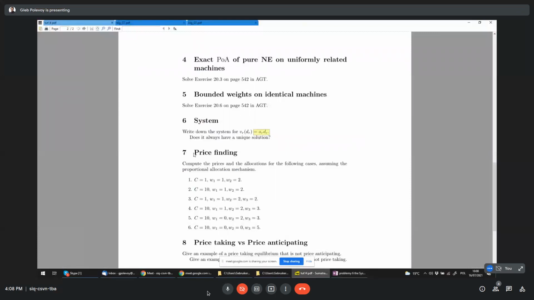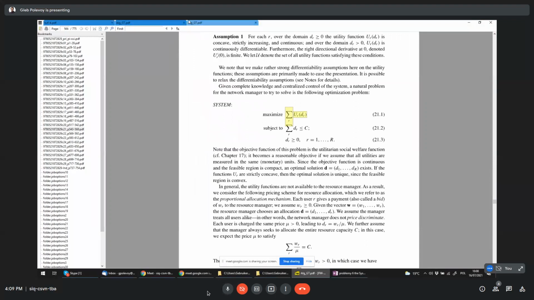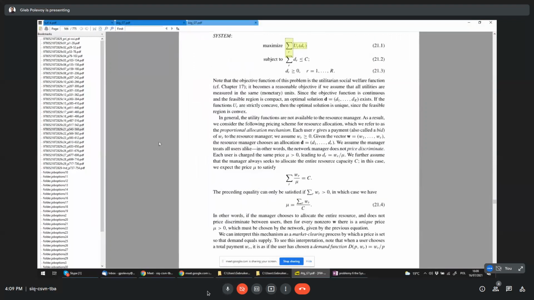Do you have some energy for one more exercise? Yeah. Let's solve exercise 7, because we had this delay because of the technical problem. So price finding is simply a technical thing, to see that we know how to do it. Compute the prices and the allocations for the following cases, assuming the proportional allocation mechanism. Let me remind you what happened. I use this to show you what the book does. So basically the book says the following.